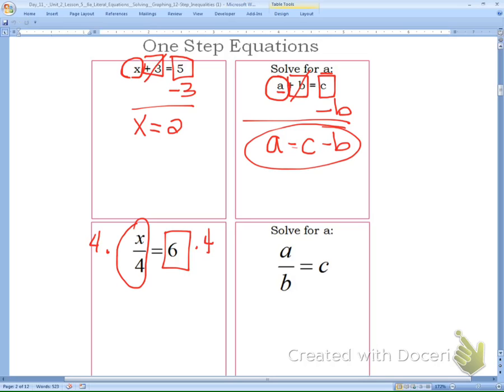Same thing here. The question says to solve for A. So again, A is our very important variable, but we have this B that's under it. So how are we going to get rid of the B? Well, we multiply it by B.